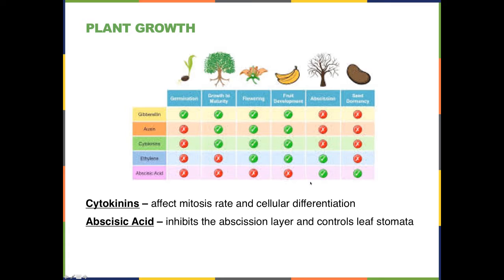The next hormone is the abscisic acid, which is along the bottom here. And the principal effect of abscisic acid is to inhibit the abscission layer. You remember from last week, the abscission layer is the layer between the leaf and the stem. When the abscission layer forms, it blocks the leaf and causes the leaf to fall off in deciduous trees.